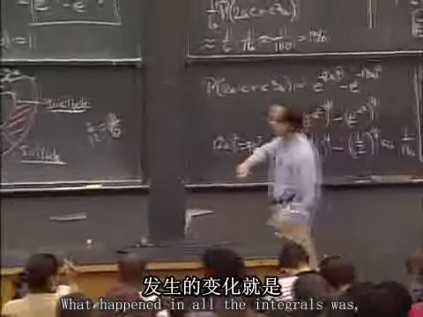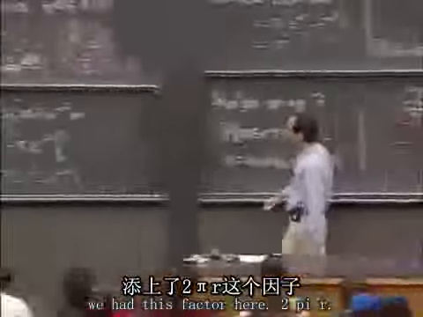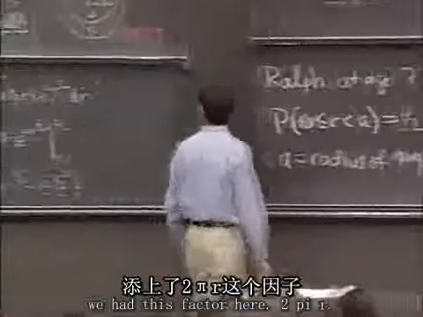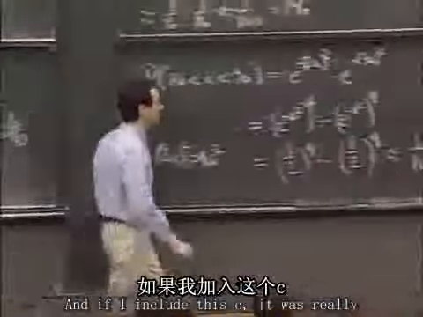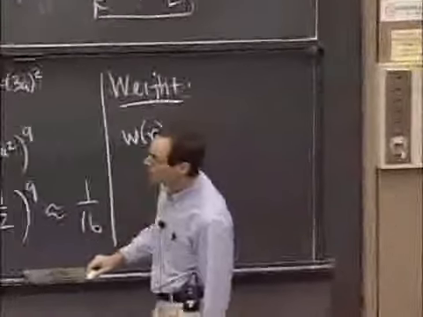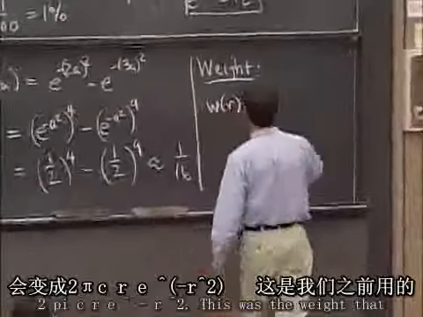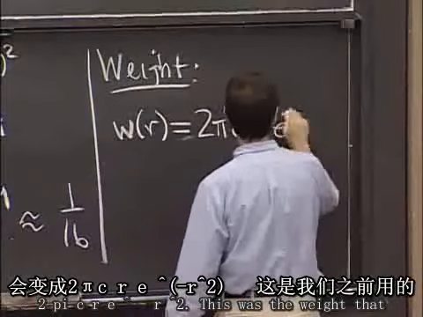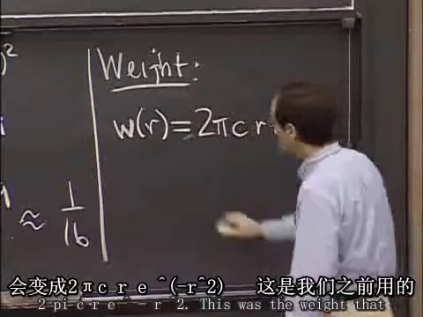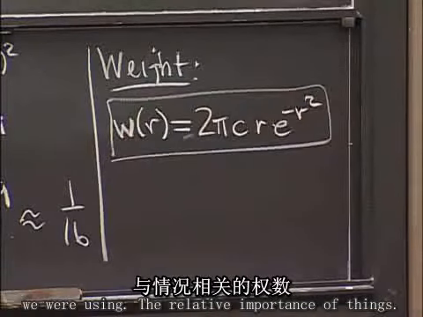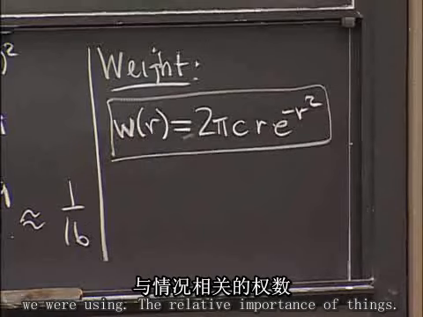What happened in all the integrals was we had this factor here, 2 pi r. And if I include the c, it was really 2 pi c r e to the minus r squared. This was the weight that we were using, the relative importance of things.